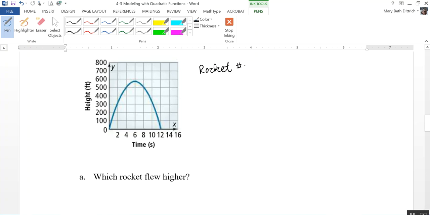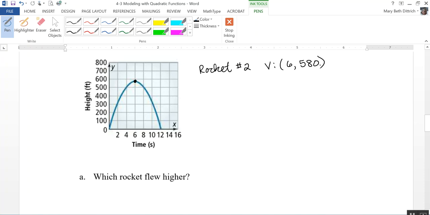So this is rocket number 2. Notice on the graph, my x-axis is time in seconds, and my y-axis is height in feet. So at this point right here is when the rocket took off, reached its maximum height, and then it started to come back to the ground. So it left here at (0, 0), reached its maximum at 6 seconds and probably about 580 feet, and then it came back and hit the ground 12 seconds after it was launched. So the vertex of this launch is (6, about 580).